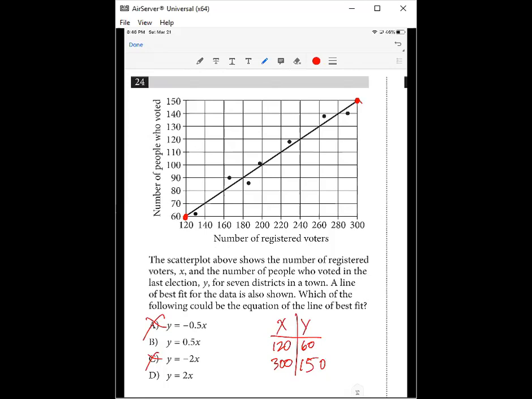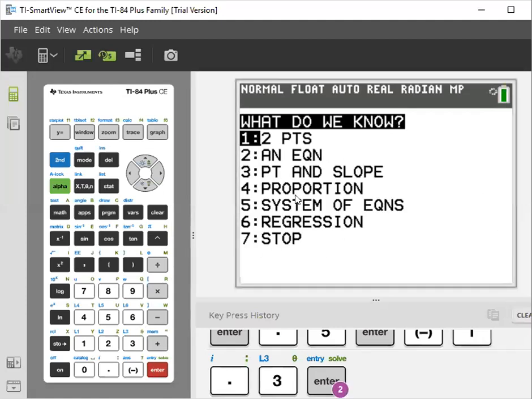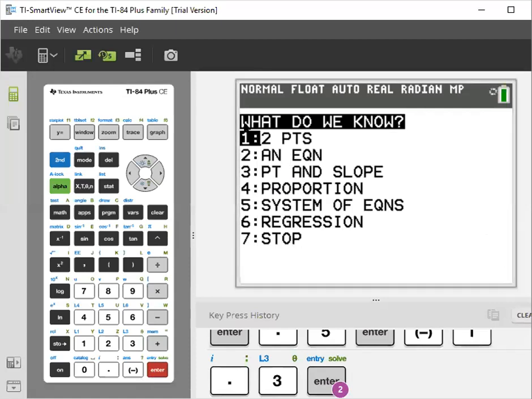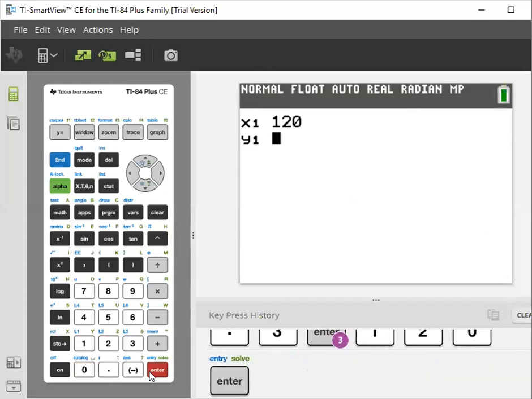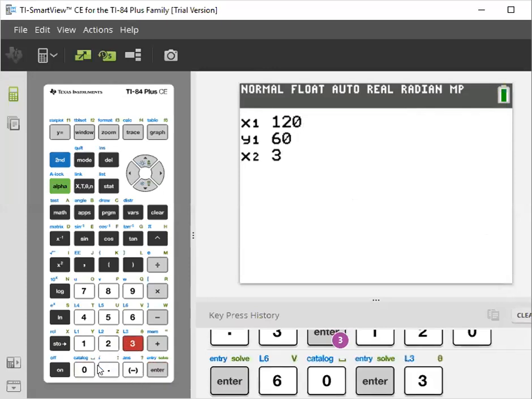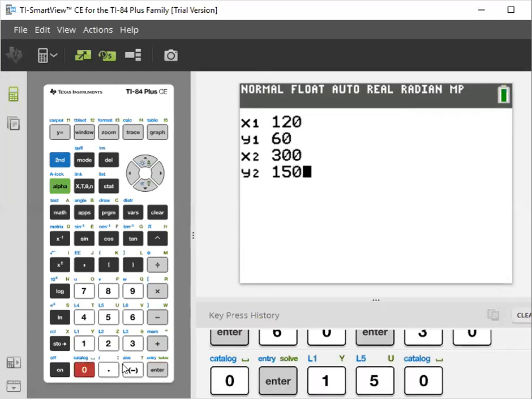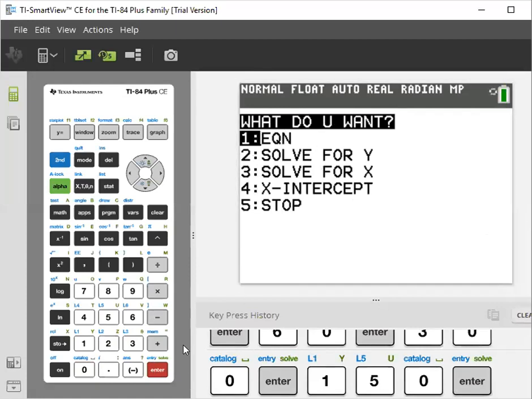So let me go back to my calculator so that you can see that. I'm going to press enter and it's going to come back to the ALINEAR program since that's what we just used. I'm going to press enter because we have 2 points and then I'm going to enter the 2 points. The X value for the first one is 120. The Y value is 60. The X value for the second point is 300. The Y value is 150. Press enter, and then we want the equation of the line of best fit.